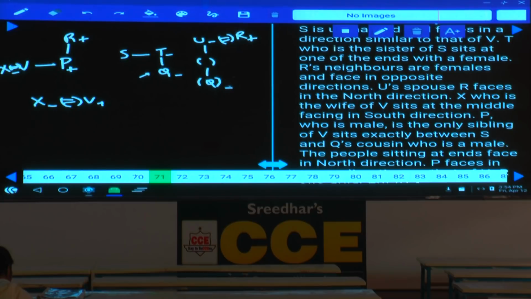Whatever this R is here, and P is the only sibling. That means to this R and U there are only two children. Who are those two? V and P. Now the first generation is U and R, and the second generation is V and P, and X and V got married to each other, and in the third generation Q will be here. Are you following this or not? And again, as Q is here, S and T must also come into the second generation, isn't it?